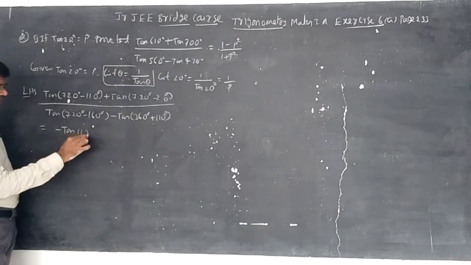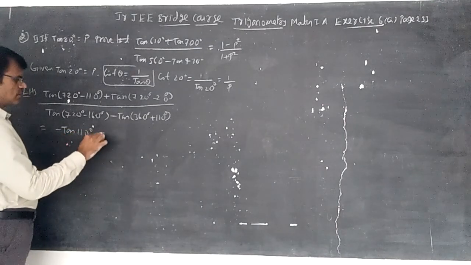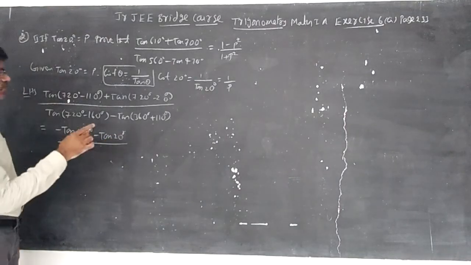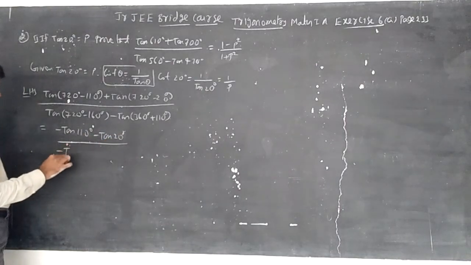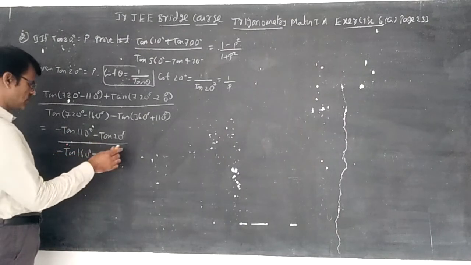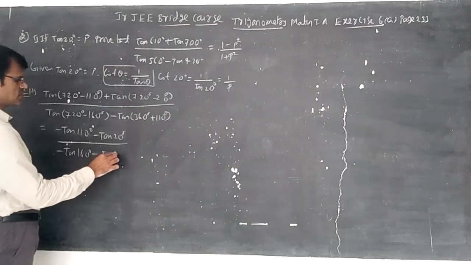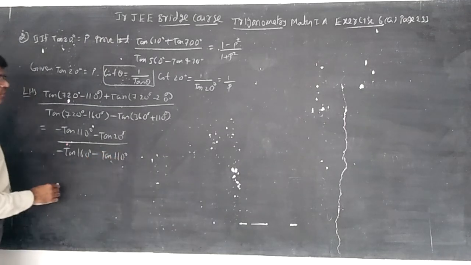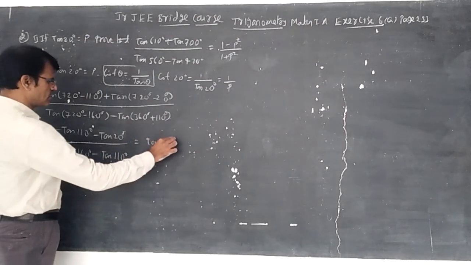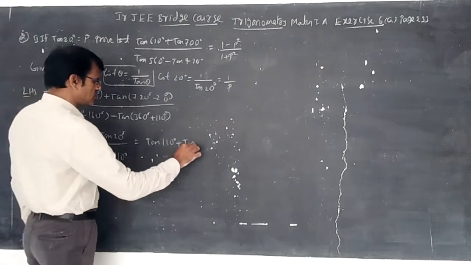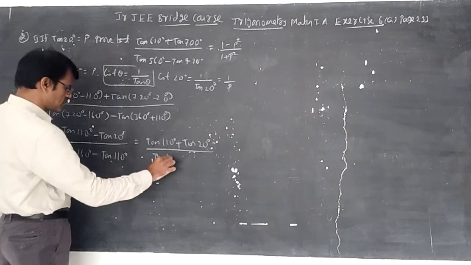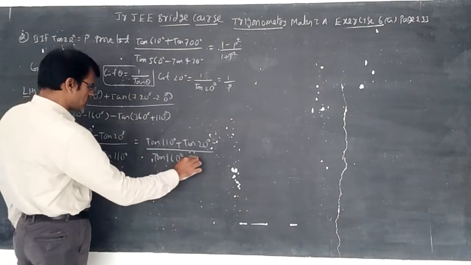You can write tan of minus theta as minus tan theta. Here also tan of directly 20 you can write. Tan of minus theta is minus tan theta. Here also minus tan 160 degrees. Tan 360 plus theta means tan theta, so it is minus tan 110 degrees. So overall minus is there, you can cancel minus. It becomes tan 110 degrees plus tan 20 degrees by tan 160 degrees plus tan 110 degrees.